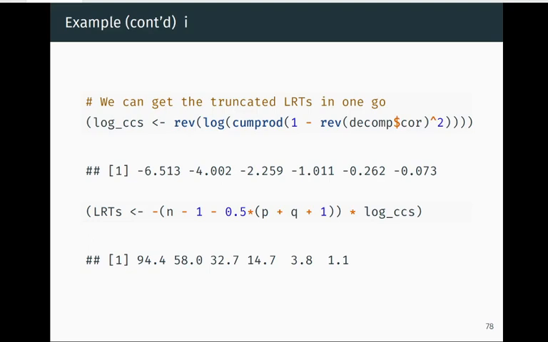not the test statistic itself, but the test statistic modulo the constant that we compute on the second line here. So LRTs is going to be this constant coming from the Bartlett correction times the log CCs. And so we see that we get 6 test statistics here. The first one is 94.4, the second one is 58, etc. And so we can compare all of these against their respective critical values to check which ones we reject and which ones we fail to reject.